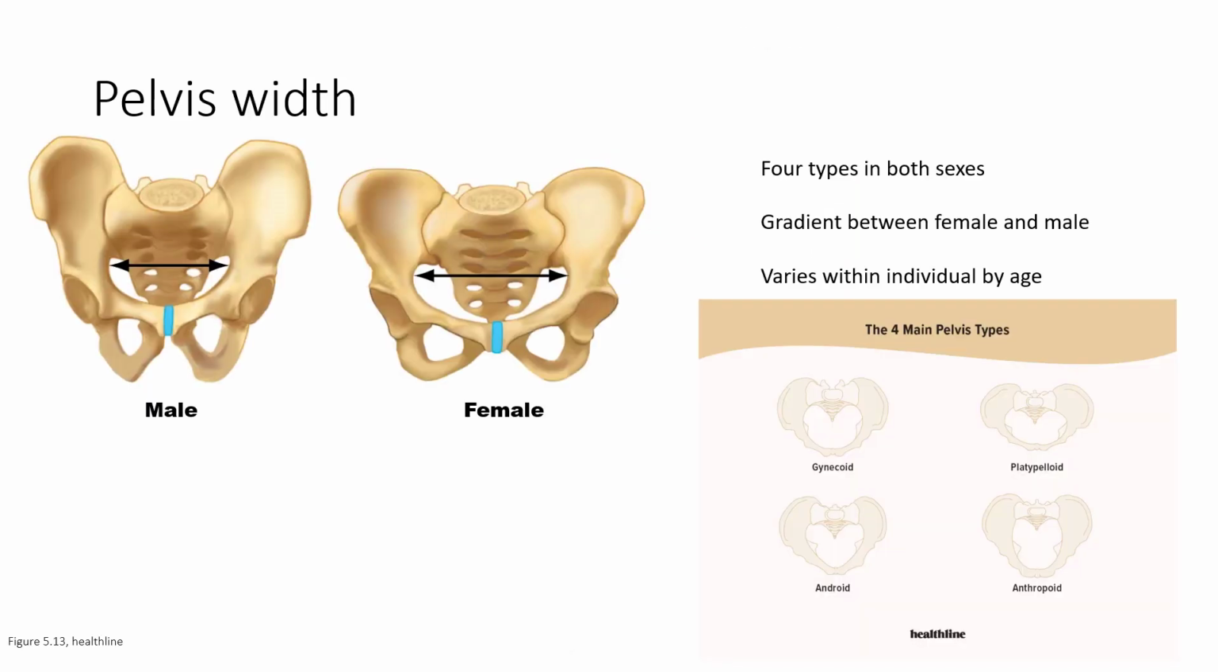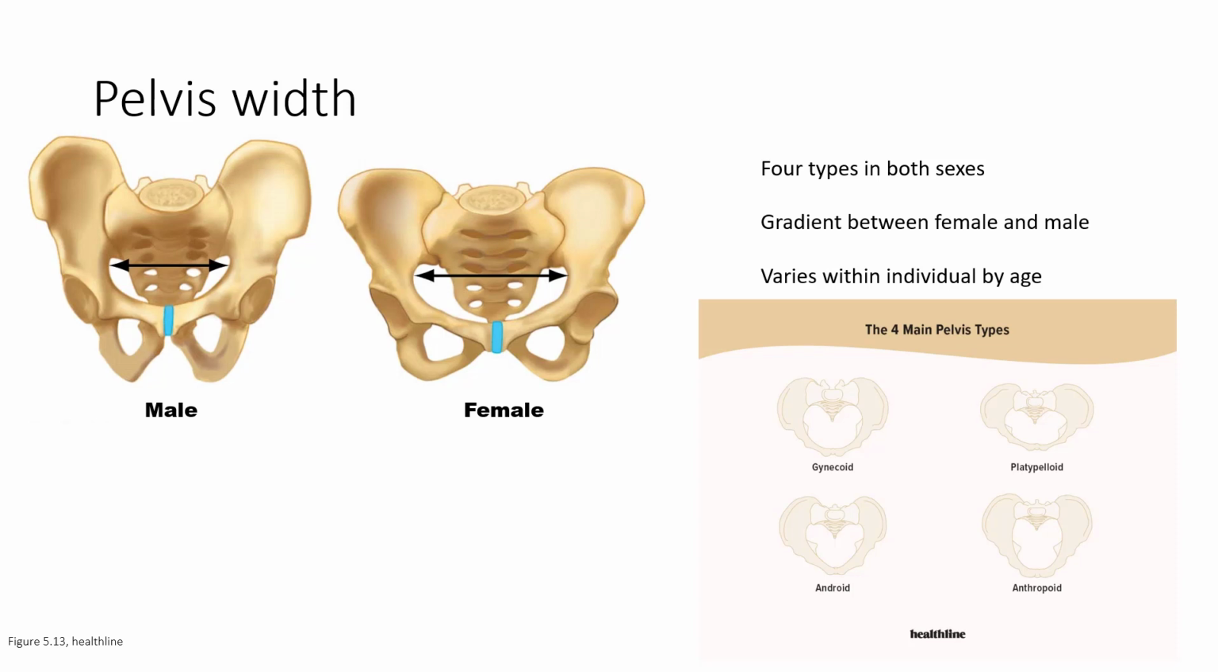Pelvis width varies. And while we are trained generally that there is a male pelvis width and a female pelvis width, like all good things in biology, it's far more complicated than that. There are actually 4 main pelvis types, and they can be found in both male and female. There is a gradient between female and male. There is not simply one width fits all of one sex. Nope, there's actually different types.